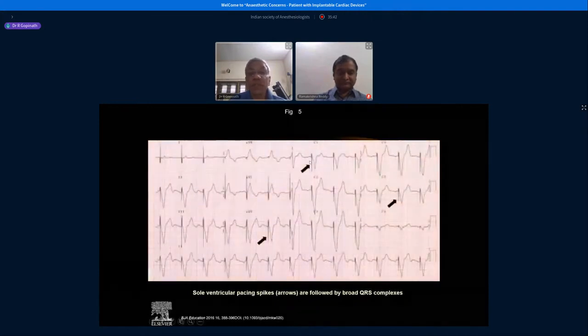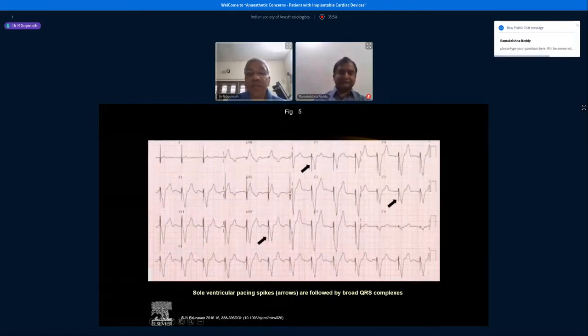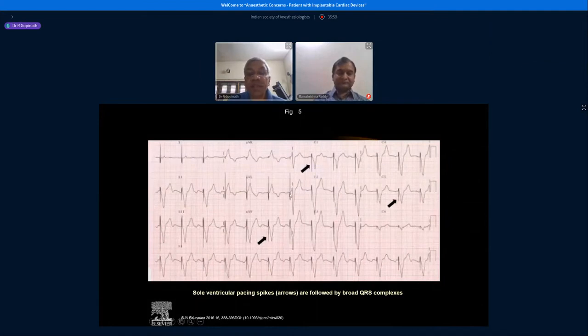If you see here, you will notice that there is no P wave and there is a large spike. When the ventricle is directly stimulated, you require larger amounts of energy. So the spike is very close to the QRS complex, and whenever you are directly stimulating the ventricle, you have ventricular pacing spikes as well as broad QRS complexes. So if you see a spike very close to the QRS and the QRS is broad, then the chamber paced is the ventricle.